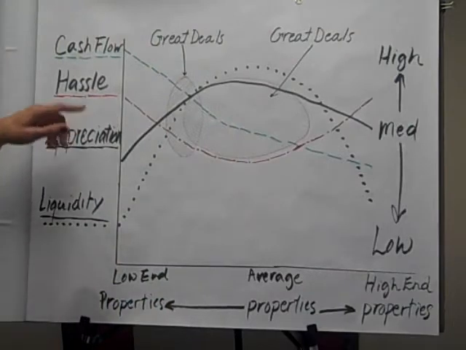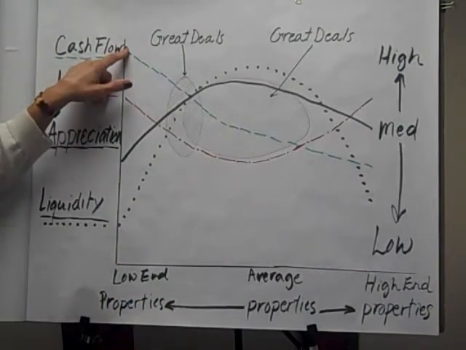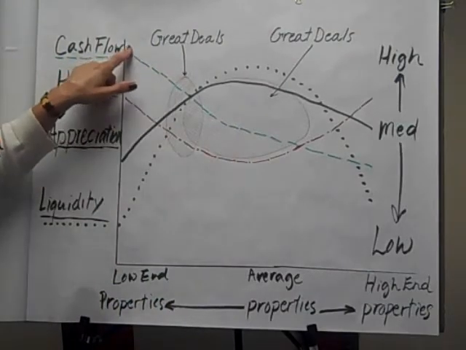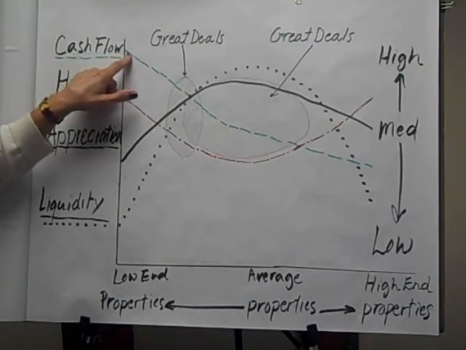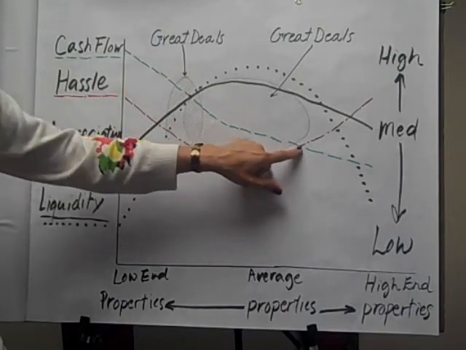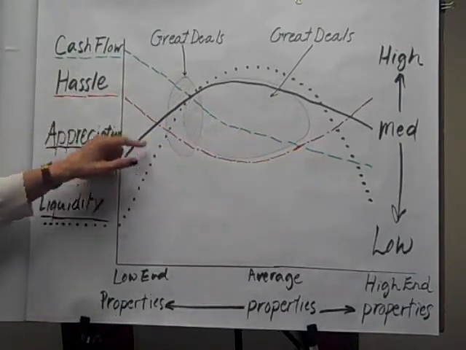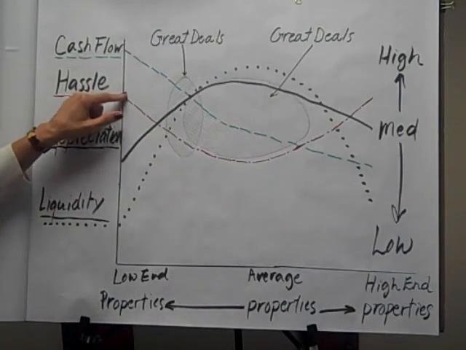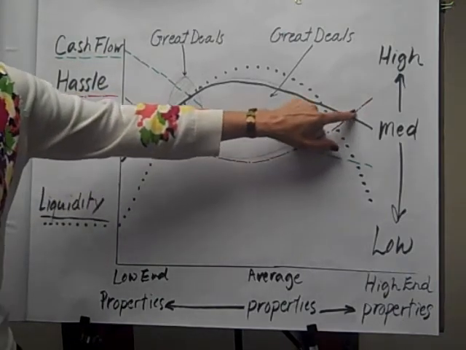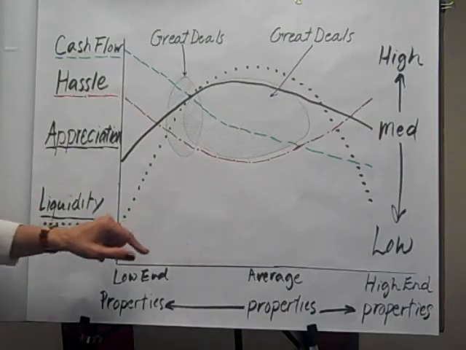Okay, so let's go over these 4 areas. We have cash flow in green. So at the very low end properties, we see that that's very high, and it does decrease as we get over to the higher end properties. The second is hassle. We find that at the higher points, at the very low end and at the very high end of the market.